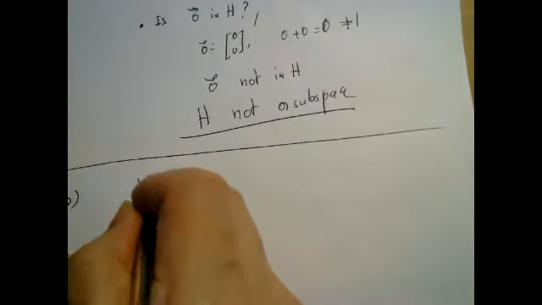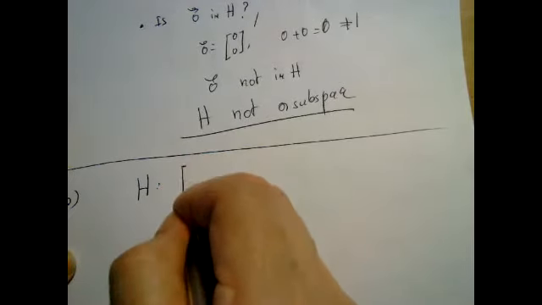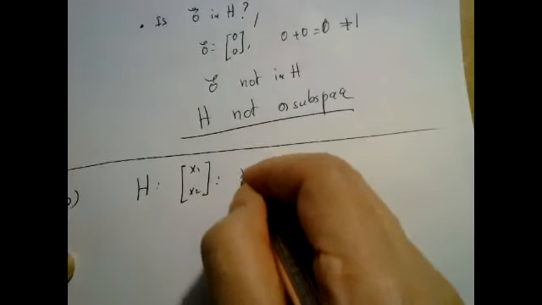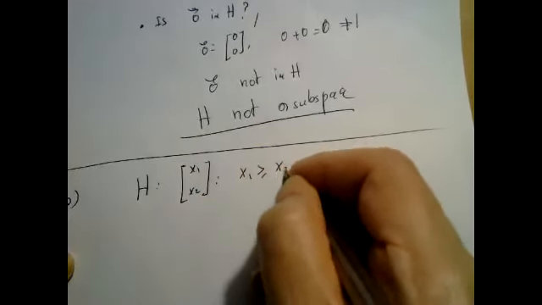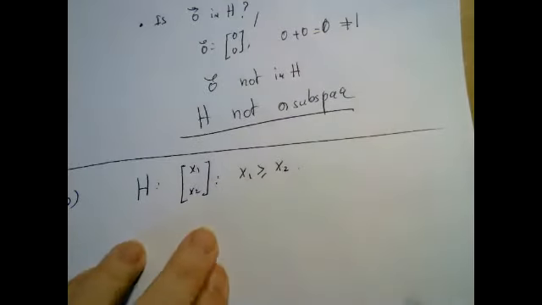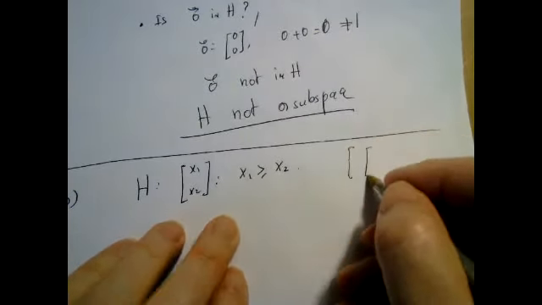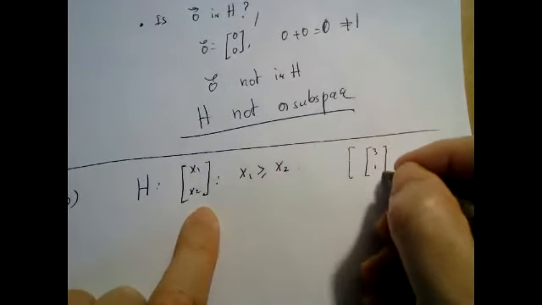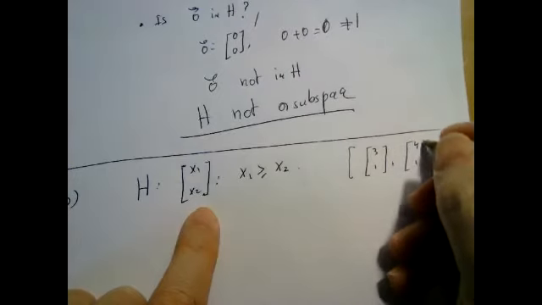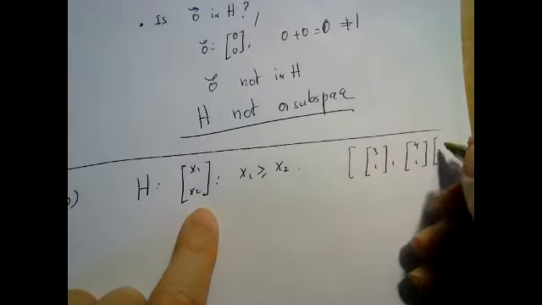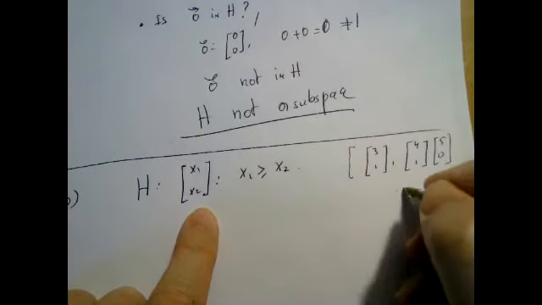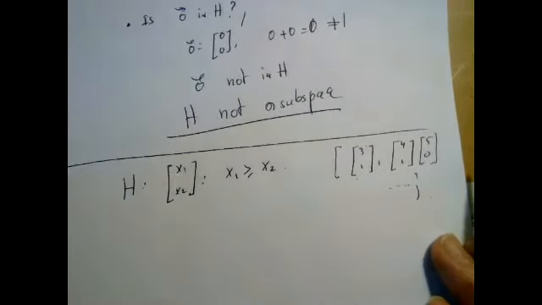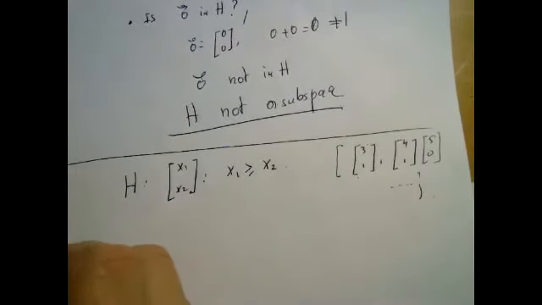H is all the vectors (x1, x2) such that x1 is bigger than or equal to x2. So examples of vectors in H are everything where the first component is larger, like (3, 1), (4, 1), I don't know, (5, 0). These are examples of vectors. The first is larger than the second. So the question is, is it a subspace? We go through the list.